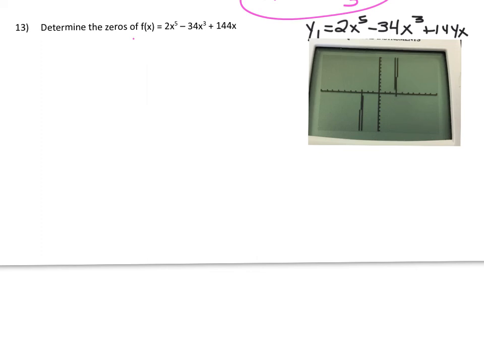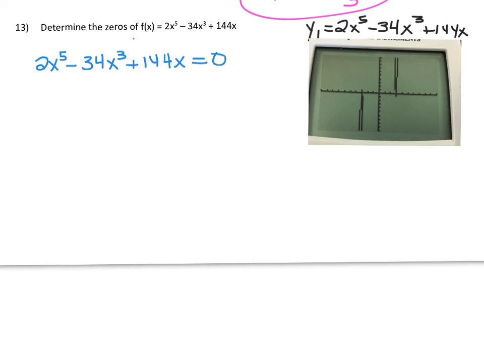And even still, 2x to the 5th, this is a 5th degree function. That means we could have up to 5 solutions. And honestly, I don't really see 5 solutions here. So I'm not going to depend on my graph. Like, I really can't tell what's going on. So I'm going to do this algebraically. So if we want to solve this algebraically, we're just going to take the function. And if you want to determine the zeros, all you do is just set it equal to 0. All right, so let's solve this.